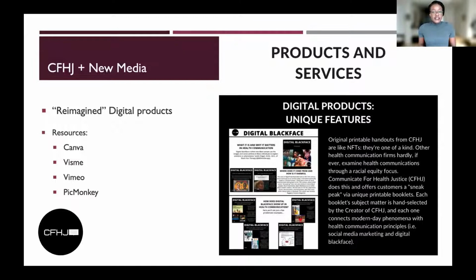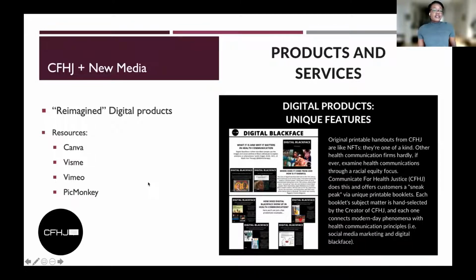They thoroughly examine health communication through a racial equity focus. You can think of them as sneak peeks: if you wanted to work with me and with Communicate for Justice, you can go here and purchase one of these. That gives you a better understanding of how my thought process works and how I connect concepts. And so yes, that's kind of what that is.